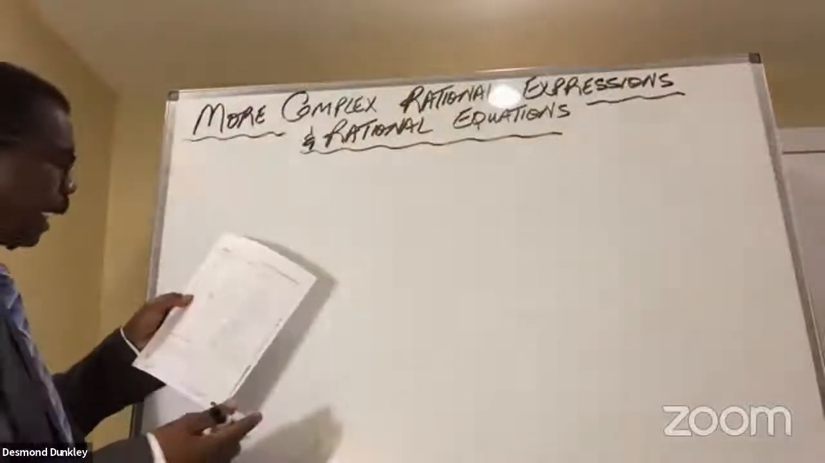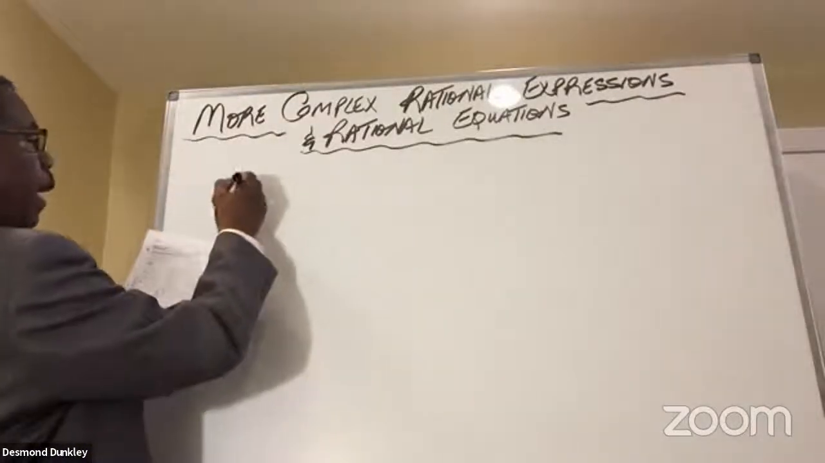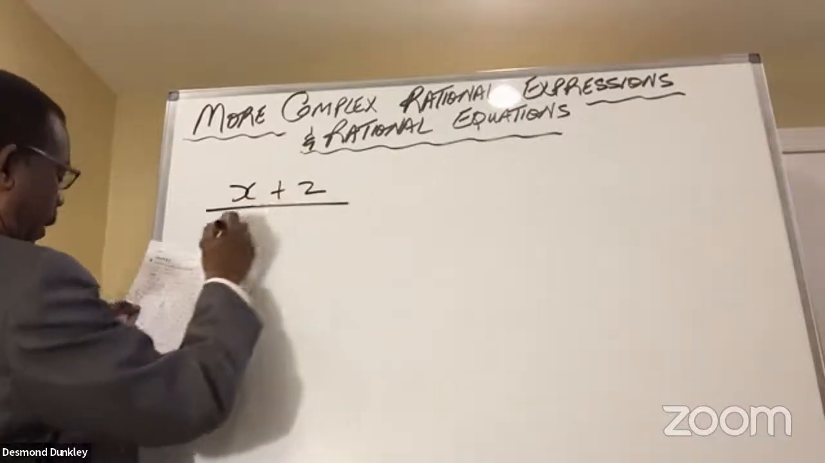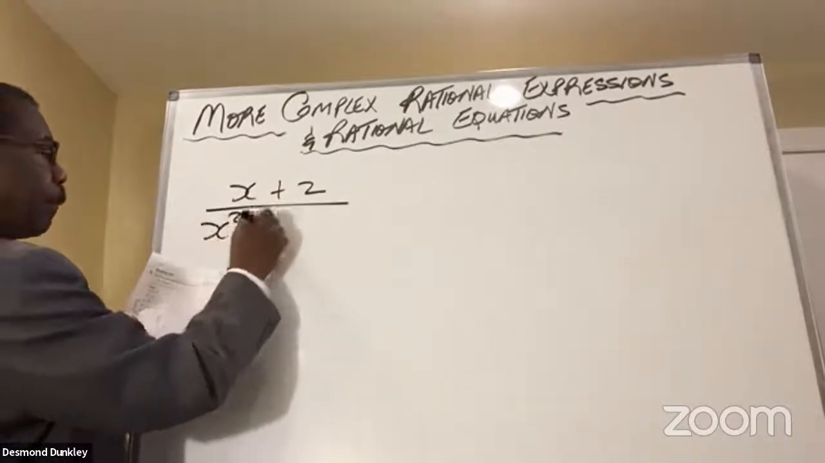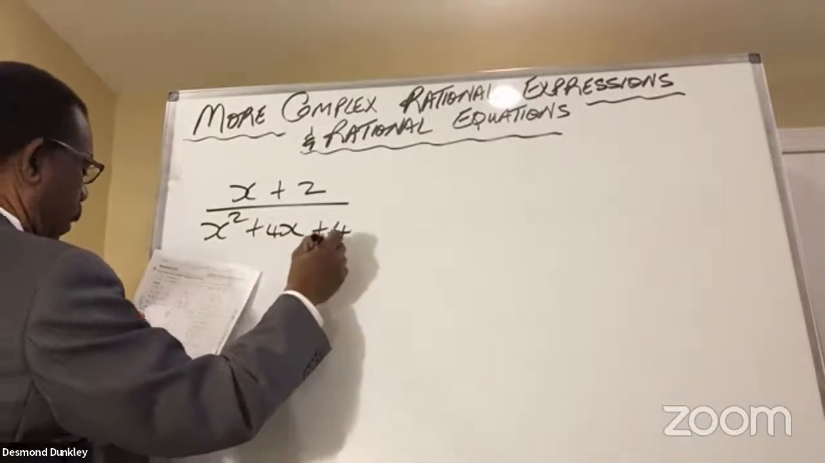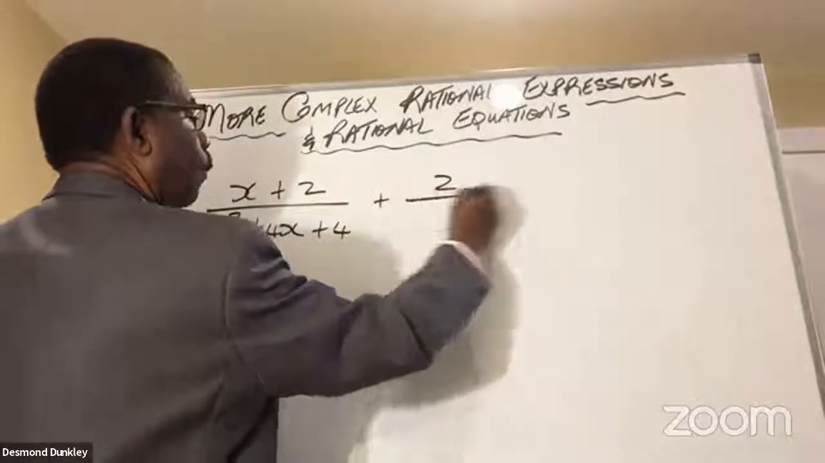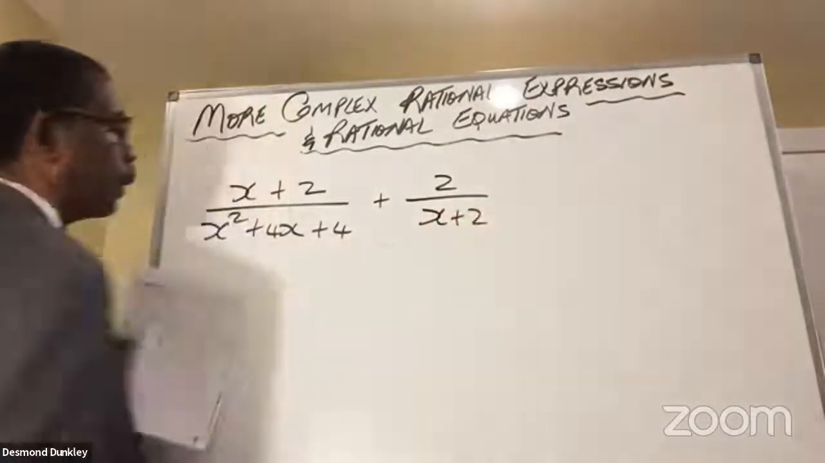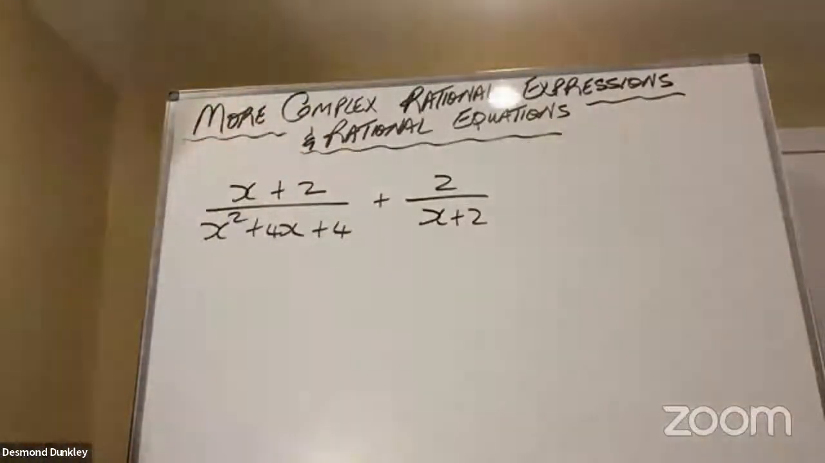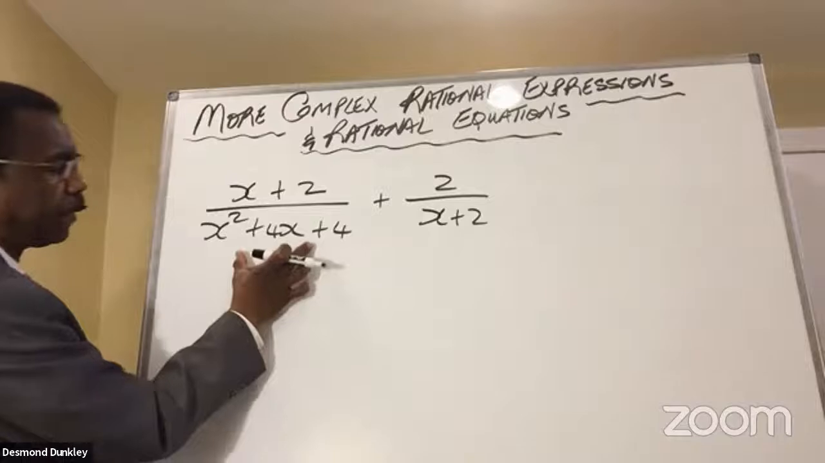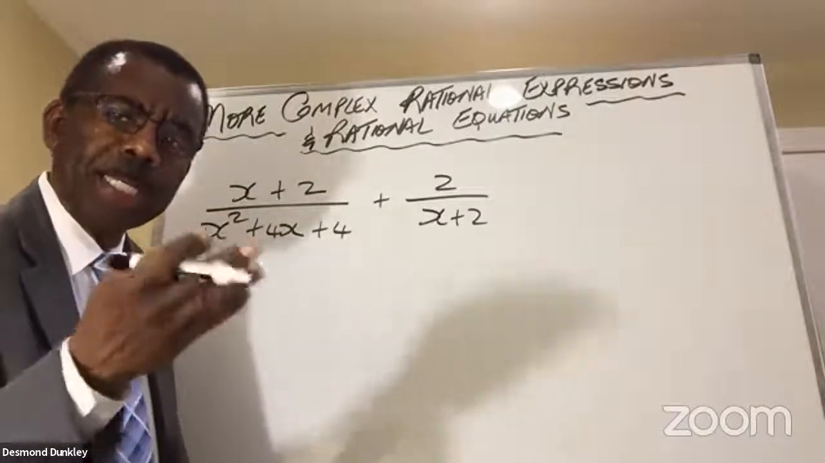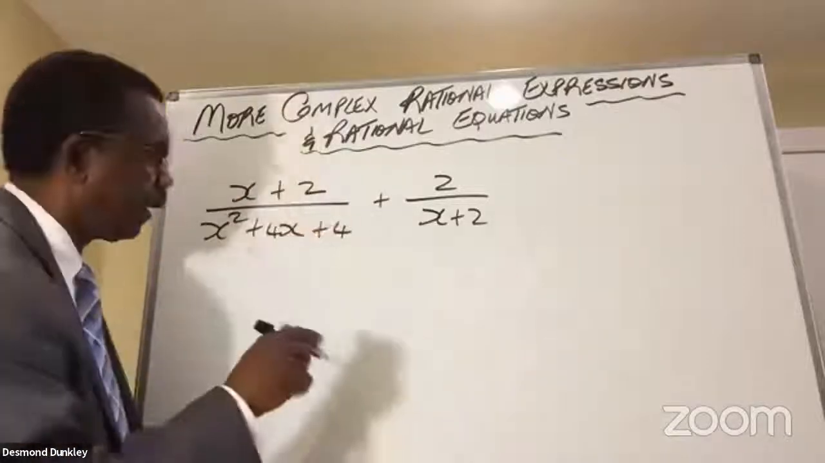Okay, so now we have x plus 2 over x squared plus 4x plus 4 plus 2 over x plus 2. So lots of things going on here. And the question is, can we combine it? Well, based on where it is right now, as I've always said, the first step is to factorize your denominator, then you get your common denominator.